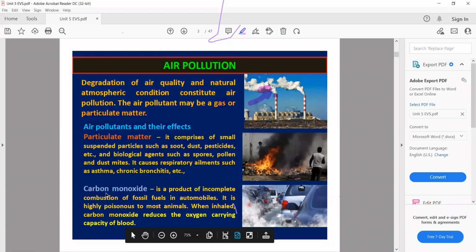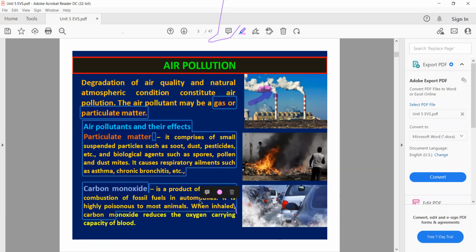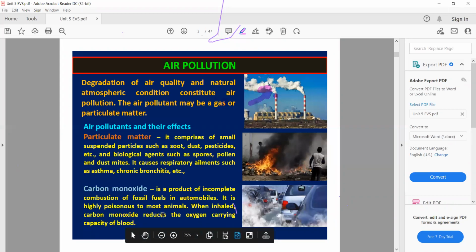Next is carbon monoxide. It is a product of incomplete combustion of fossil fuels in automobiles. These things you know, right? It is highly poisonous to most animals. When inhaled, carbon monoxide reduces the oxygen carrying capacity of blood. You must be knowing hemoglobin in our blood carries oxygen, but hemoglobin has a tendency to absorb carbon monoxide and carbon dioxide as well.